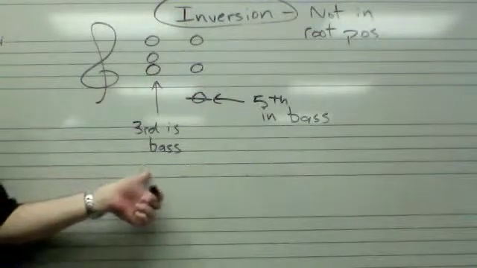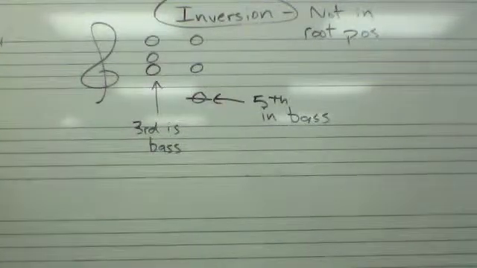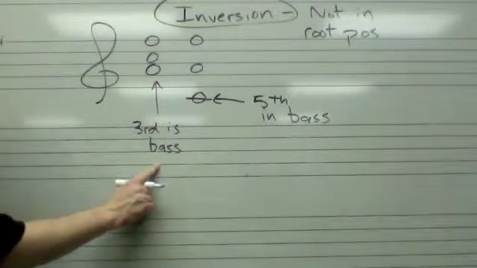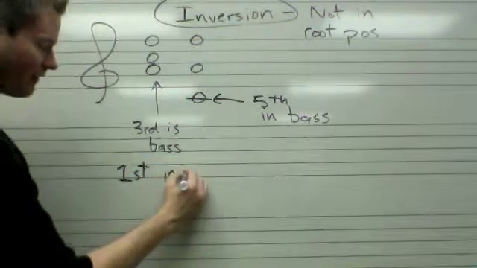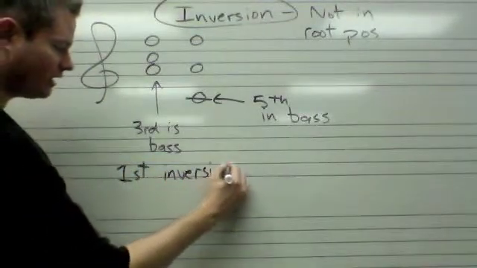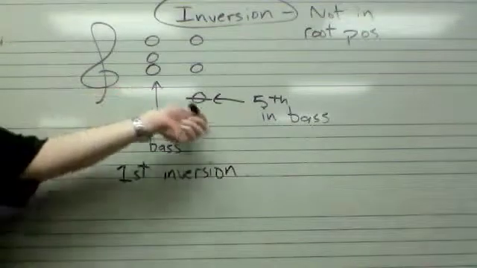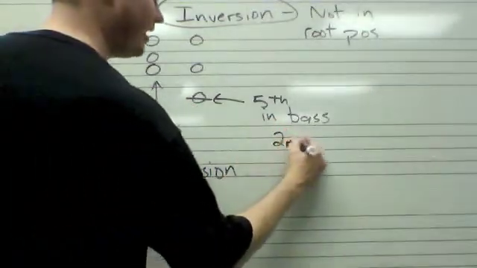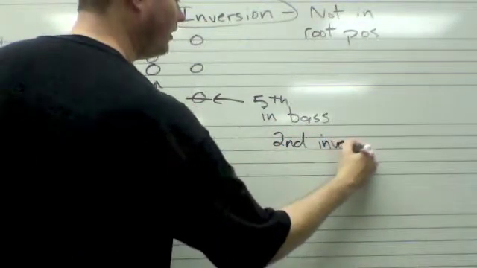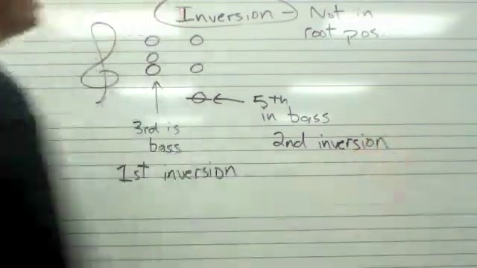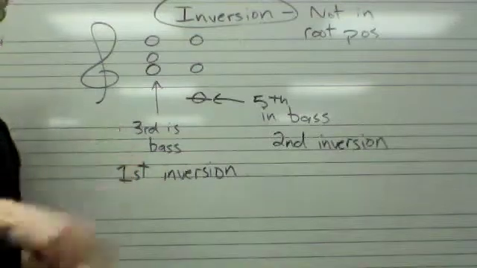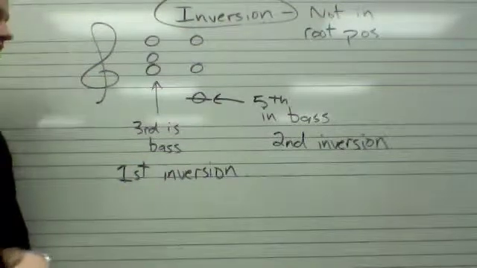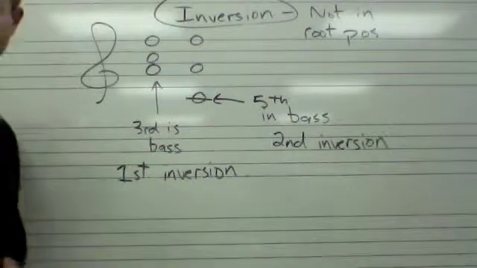These are both triads. We're only going to start with triads for now. Then we'll add sevenths in a bit. If you have a triad with the third in the bass, this is referred to as first inversion. This is second inversion, if the fifth is in the bass. So there's only three positions for a triad: root position, first inversion, or second inversion.